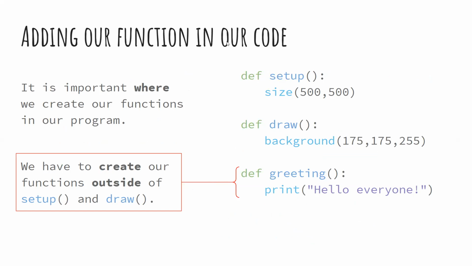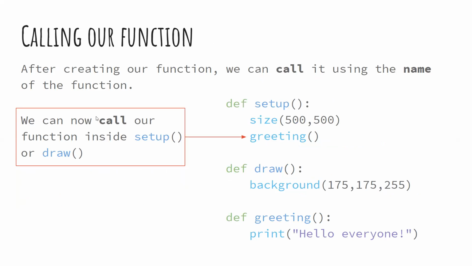Next, we are adding our function in our code. It is important where we create our functions in our program. We set up as usual with the background, and we create the function greeting with print hello everyone. Nothing complicated to start. Now what we have to actually do is call our function.